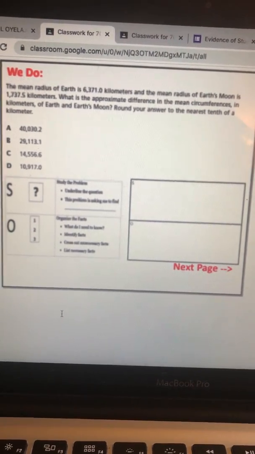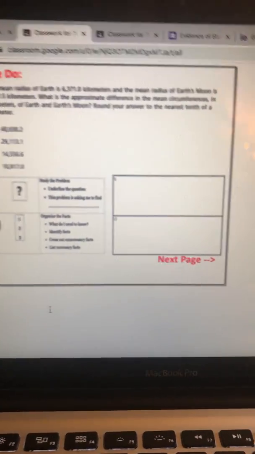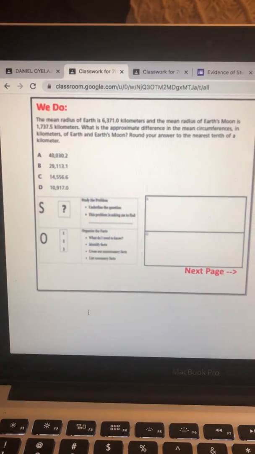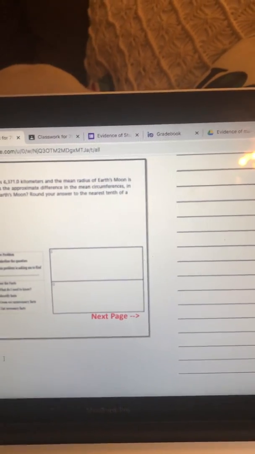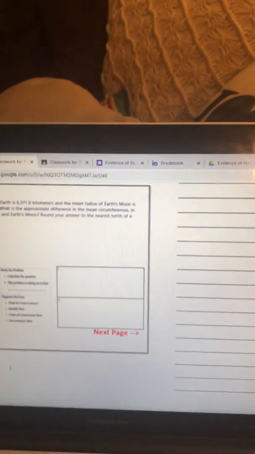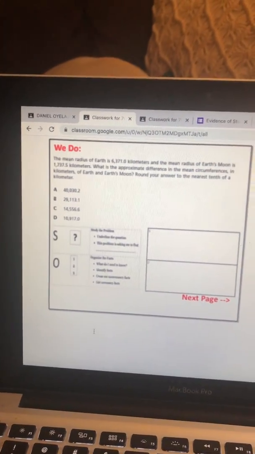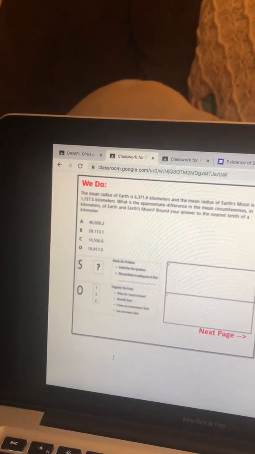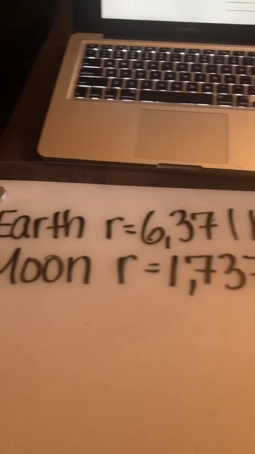O is what do we need to know? We want to identify the facts. We want to cross out the unnecessary facts, and usually we just list those important items. So the things that seemed important to me was that the radius of the Earth is 6,371 kilometers, and the Earth's moon, so I'm just going to write moon, that radius is equal to 1,737.5 kilometers. Okay, so I'm just making my list like you guys would using the strategy.